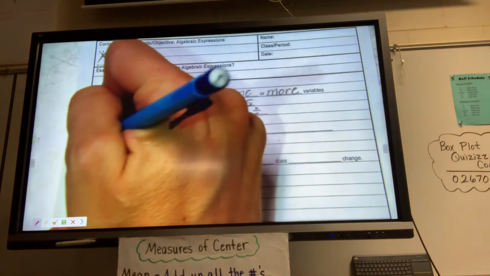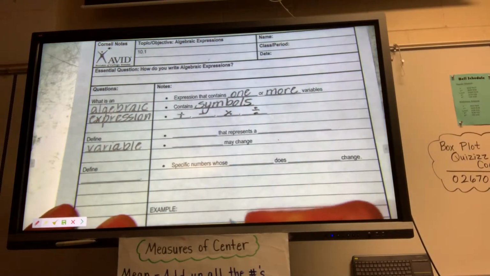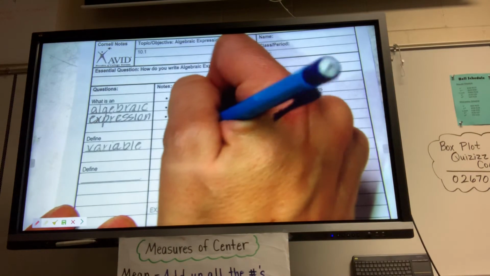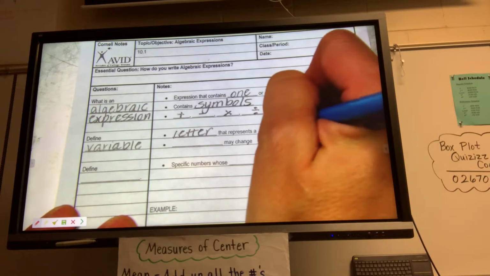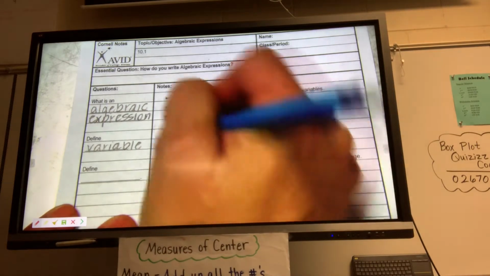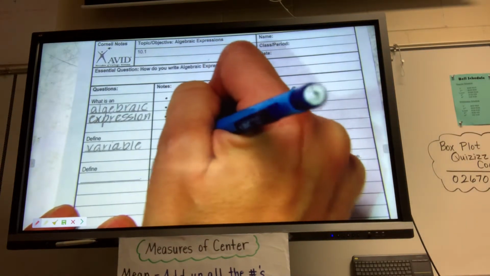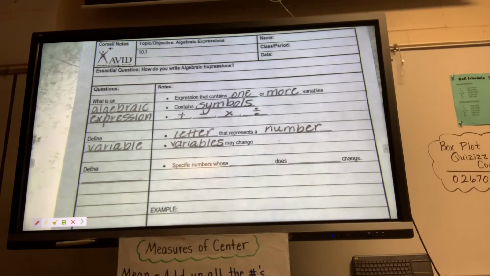So now let's talk about a variable. When we define a variable, it is a letter that represents a number. And variables may change. So like the letter A doesn't always represent the number 1. Just because it's the first letter in the alphabet doesn't mean that it always represents the number 1. Variables can be any number.